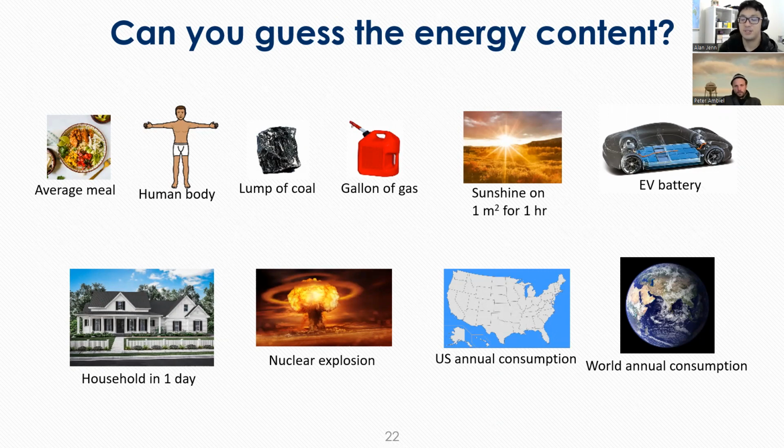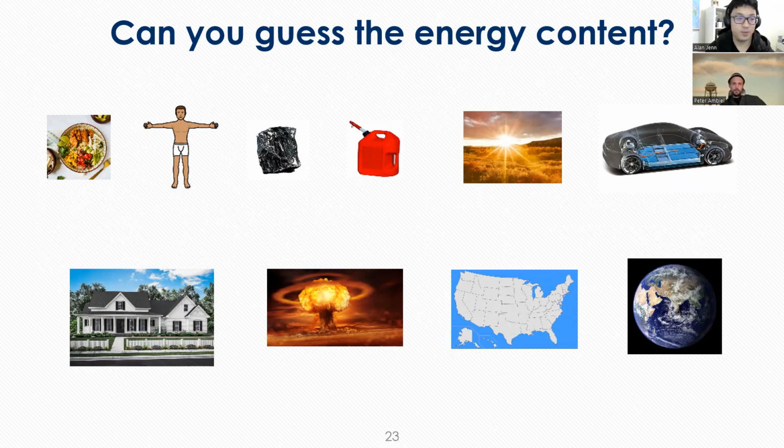So the average meal: 1 to 10, 10 to 100, 100 to 1,000, joules or calories. And you can think about what it would be for each of the items that you see on this slide. So go ahead, take a second to guess what the numbers would be here, and we'll go through these pretty quickly.